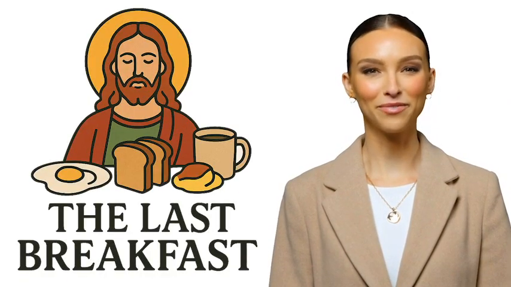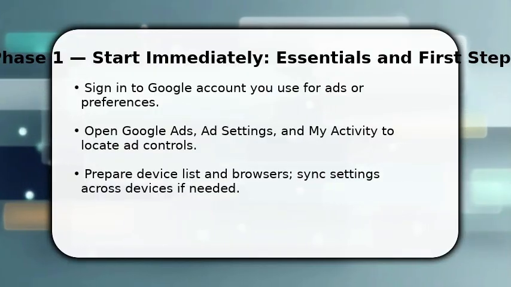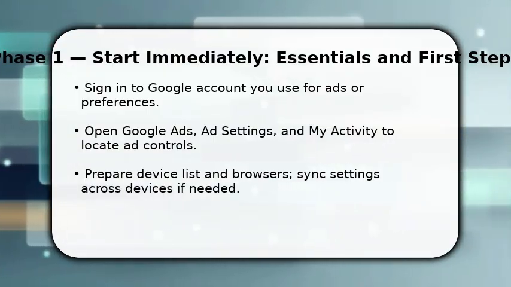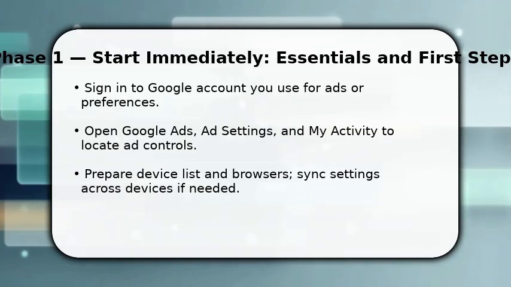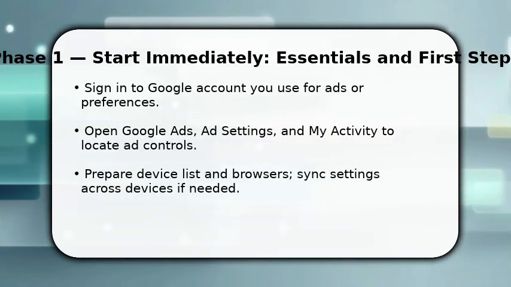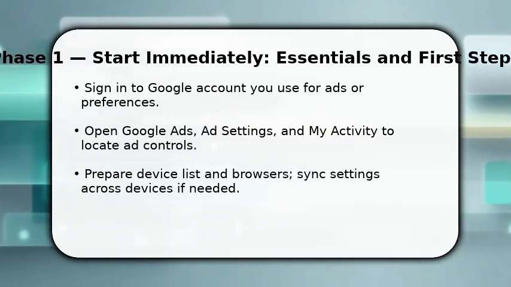You'll start by signing into the Google account tied to the ads you see. Once signed in, go to Ad Settings and My Activity so you can control personalized ads and clear history. Make sure you have the browsers or devices you want to update, because turning off personalization must be done per account and per browser when sync is off.